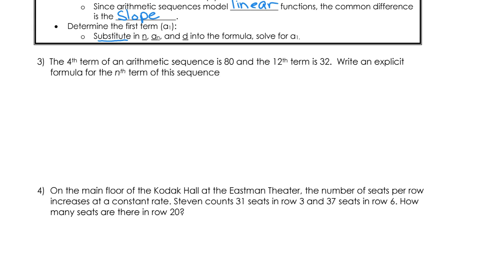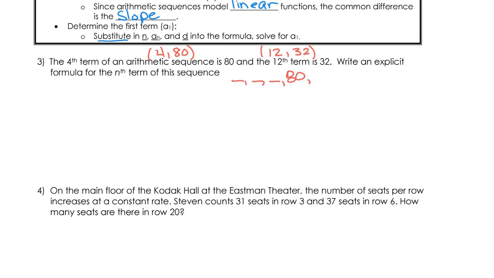So in number 3, it says that the fourth term of an arithmetic sequence is 80, okay? And we can write it like this, like an ordered pair. The fourth term is 80, okay? And here the 12th term is 32. Notice we don't know the first term, the second term, the third term, but the fourth term is 80.